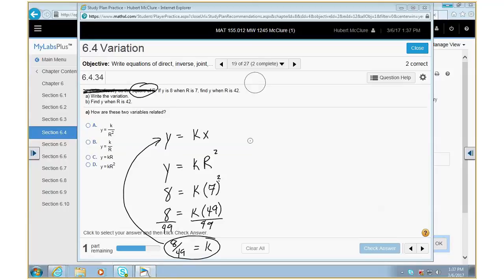So y, we just did this. Y is equal to k, 8 over 49, times r squared. Now what? That's not rhetorical, I'm asking you all to do it. Plug in 42.